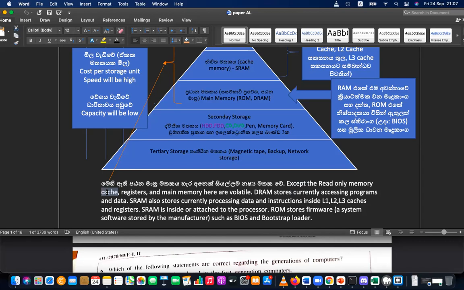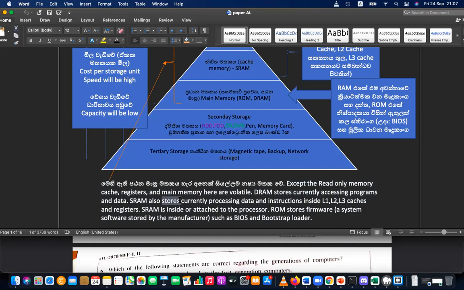It's not permanent. You take it, you process it, and it's over. After processing, you won't use it. So cache memory, registers, main memory, all are volatile. They depend on the voltage. If current is there, the memory is there. If current is not there, the memory is not there. And dynamic RAM, DRAM, stores the currently accessing programs. It stores the currently running programs.